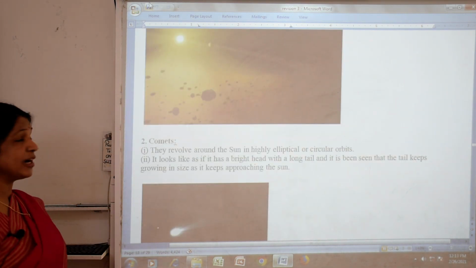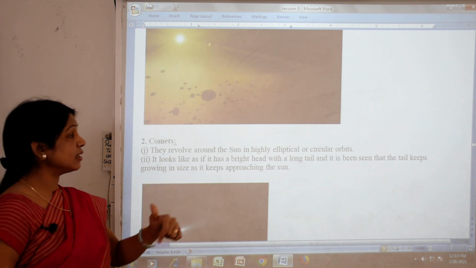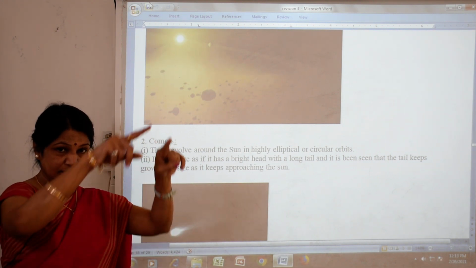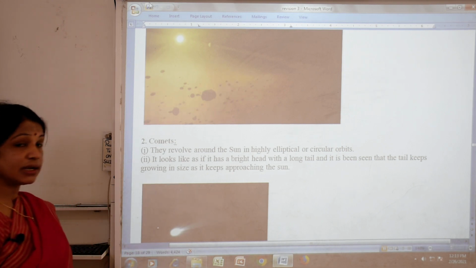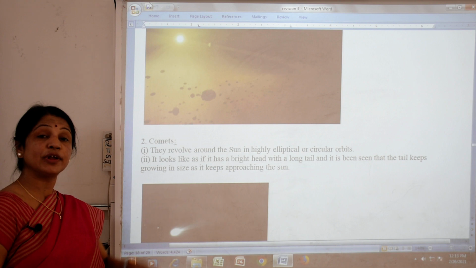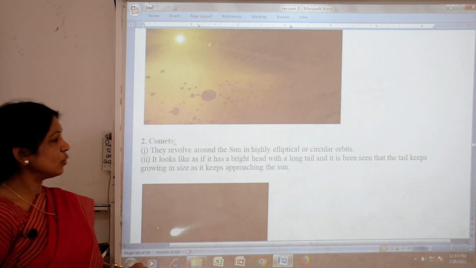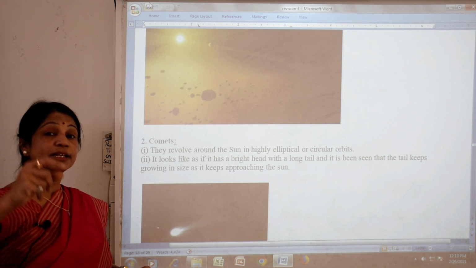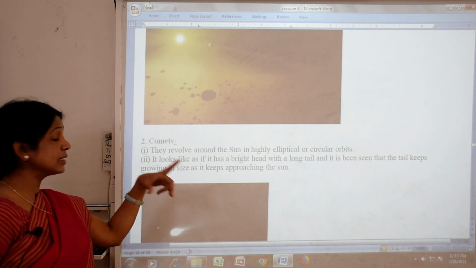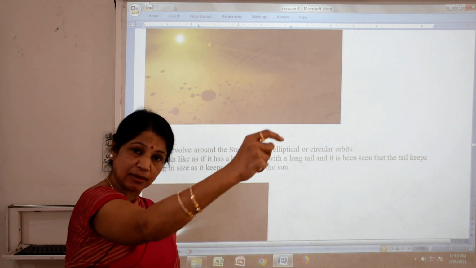Now further we are going to see comets. They revolve around the sun in a highly elliptical orbit, not a circular orbit. It looks like a bright head with a long tail also. The tail keeps growing in size as it keeps approaching towards the sun.